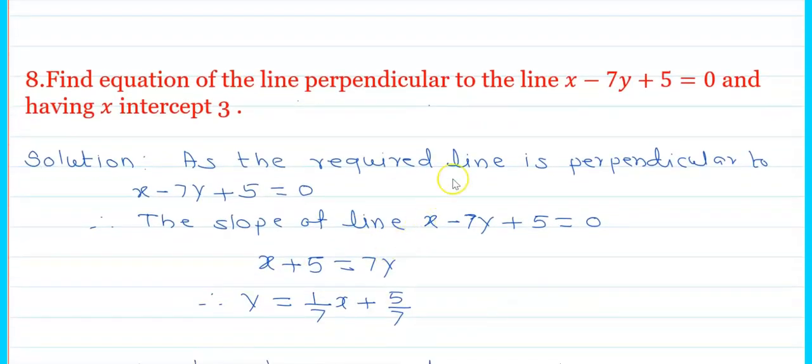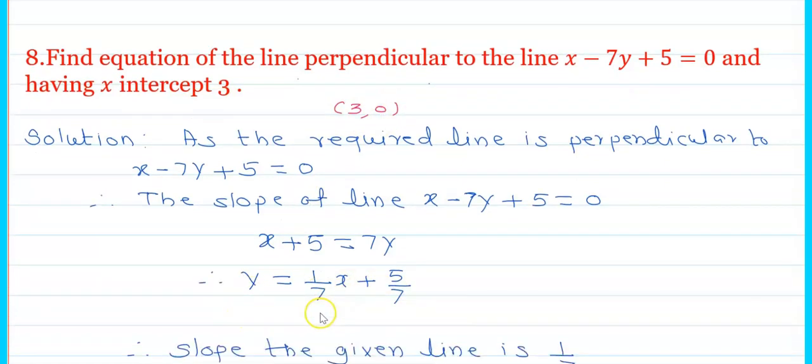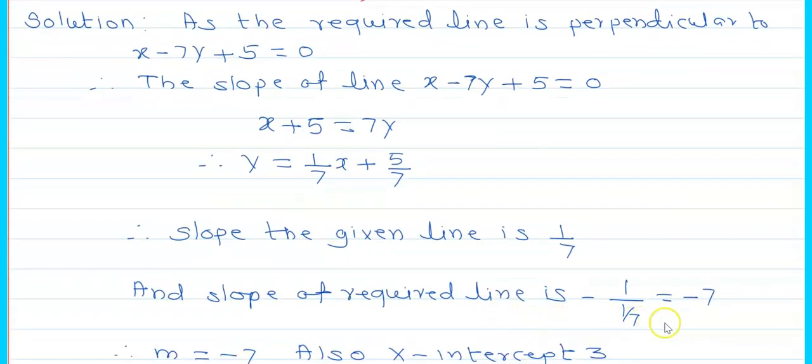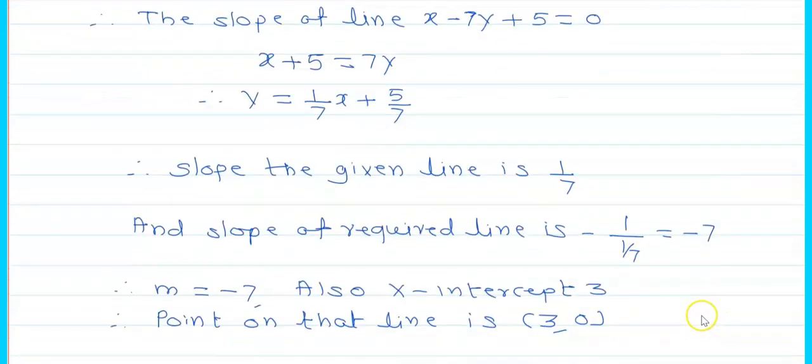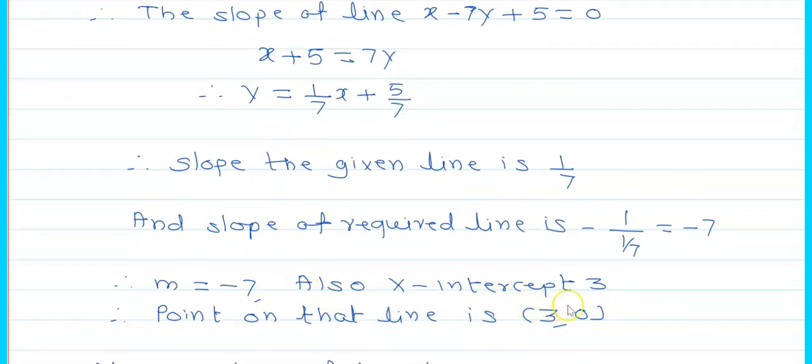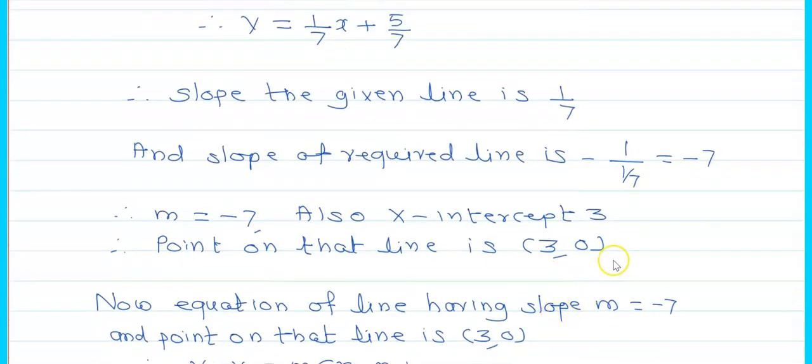It's a very easy question. We want to find out the slope of the line. Take its minus and reciprocal, and the line passes through the point 3, 0. First we find the slope. Take its minus and reciprocal. The slope is minus 7. The x-intercept is 3. Therefore the point on the line is 3, 0.